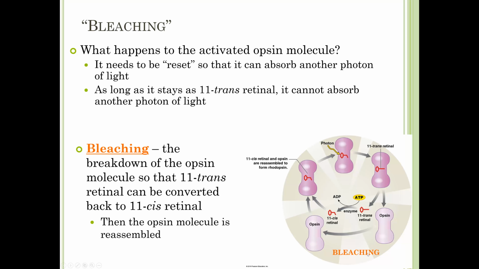So the bleaching process is when we first take apart the opsin, we separate it from the retinol, and then an enzyme comes in and converts the 11-trans retinol back to 11-cis retinol, and this does take energy. And then the 11-cis retinol is joined back up with the opsin, and now it is ready to go again, and now it can absorb another photon of light. So this process is called bleaching.